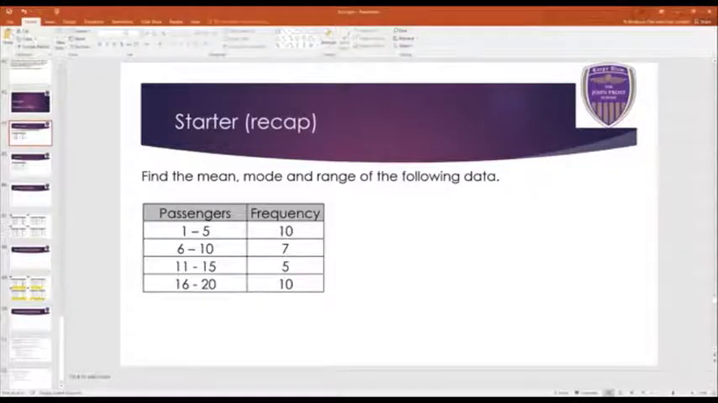Press pause, copy this down, have a go, press play when you're ready to go through the answers, please.